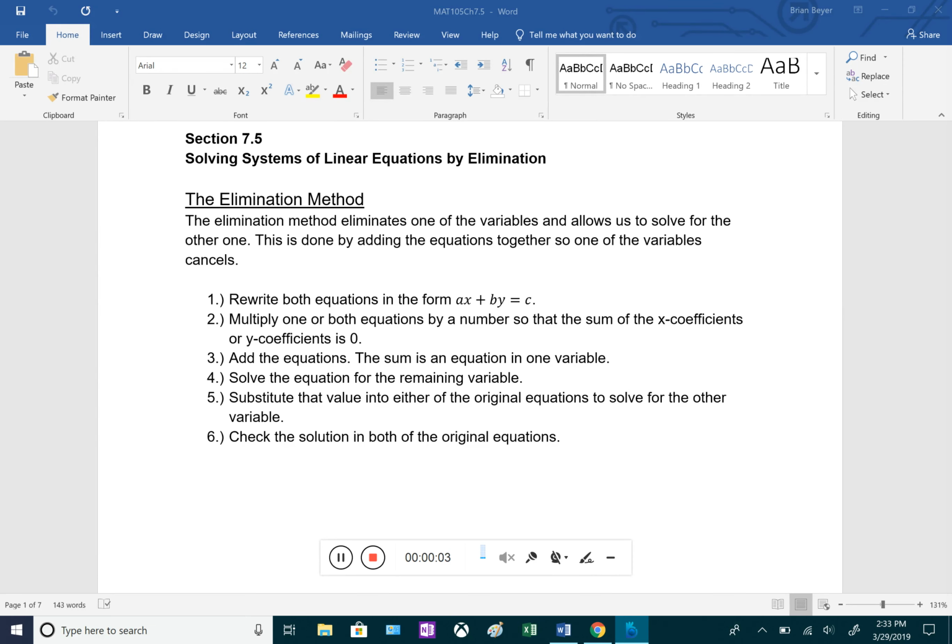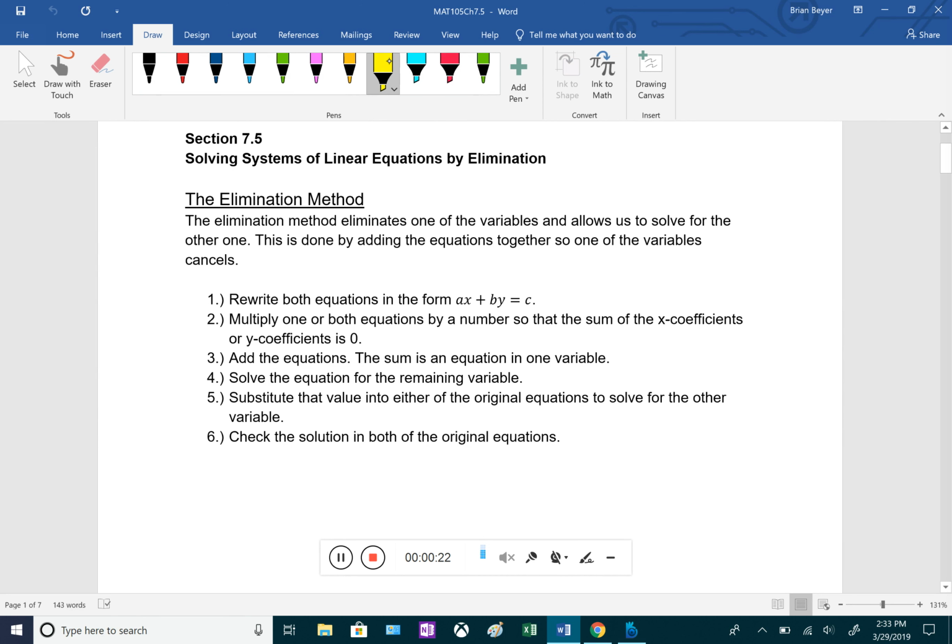So now in this next section, we're going to be solving systems of linear equations using the elimination method. The elimination method is also called the addition method and sometimes called the subtraction method. What this does is it eliminates one of the variables and allows us to solve for the other one. The way that we do this is by adding or subtracting.